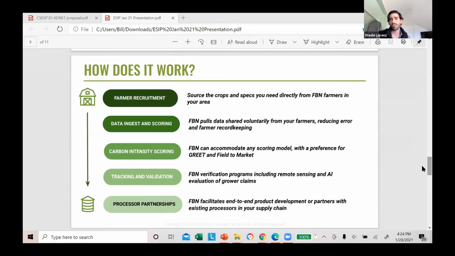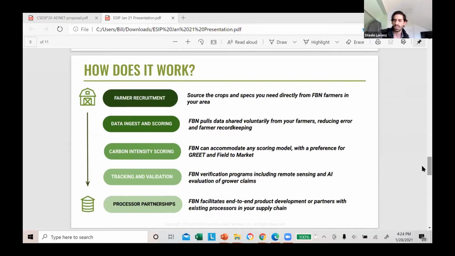And finally, FBN does quite a bit in processor partnerships. As I've said previously, grain supply chains are complex. You have buyers, aggregators, processors, sometimes several different processors, and then you have end brands and retailers who end up marketing to customers. So to be able to tell a cohesive story across that is crucially important to be able to make claims to end consumers.